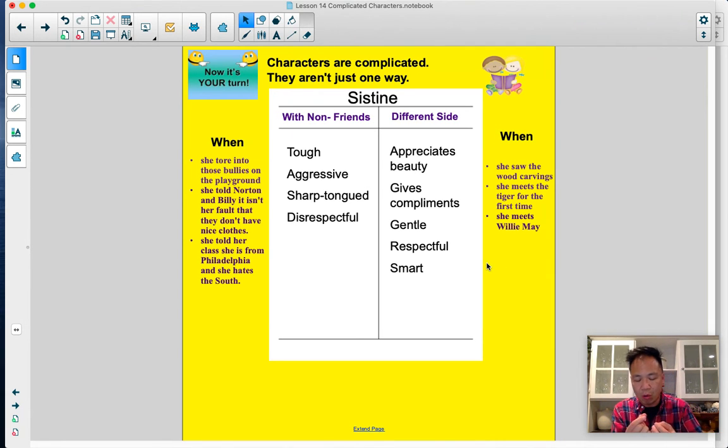And that she's gentle, the way that she holds those carvings and puts them down really carefully. She's respectful of those things, and she's smart. She knows about the Sistine Chapel and Michelangelo and all that. So those are all these other new qualities that we didn't think of before because we didn't have them. But now that we see her in a different situation, we realize that she is way more than just being tough, aggressive, sharp-tongued, and disrespectful.